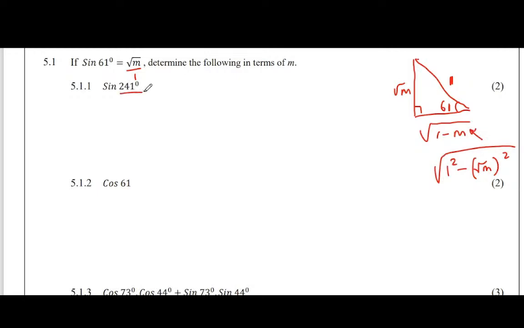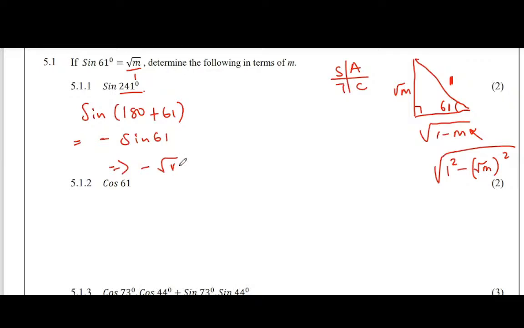So we look at the 241. From your CAST diagram and your reductions, 241 is within the third quadrant, which has a rule of 180 plus. So which angle do I add to 180 to give me 241? It's going to be 61. And then when I reduce this, I know that sine within the third quadrant is negative. So it's going to be negative sine 61. But I know that the sine of 61 is root m. So this is going to be negative root m.